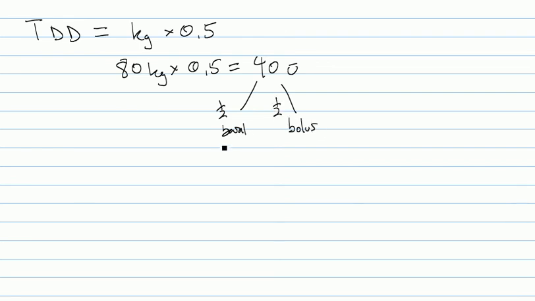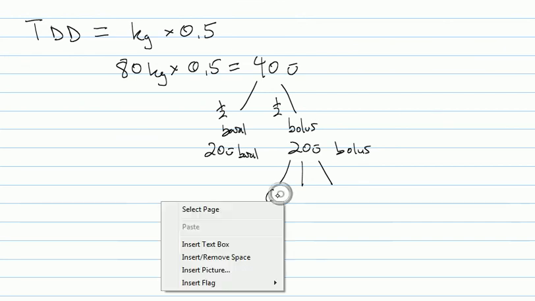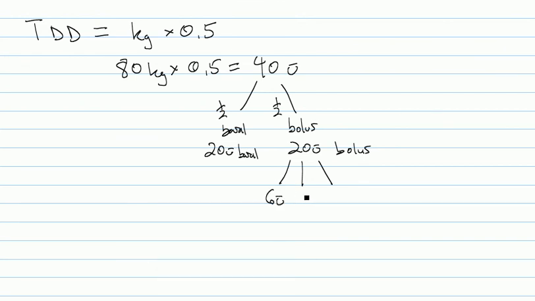In our case, that translates to 20 units of basal and 20 units of bolus. And we'll further divide that bolus into 3. Let's say 6 units at breakfast, 6 units at lunch, and 6 units at dinner.